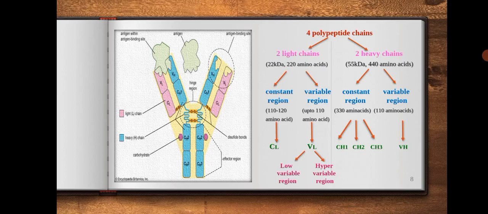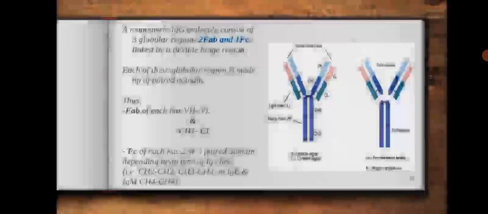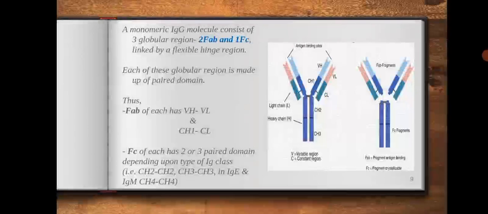An antibody molecule consists of 4 polypeptide chains, that is 2 light chains and 2 heavy chains. Both types of chains consist of a constant region and a variable region. The variable region in light chains further consists of a low variable region and a hypervariable region. A monomeric immunoglobulin G molecule consists of 3 globular regions, that is 2 Fab and 1 Fc, linked by a flexible hinge region.